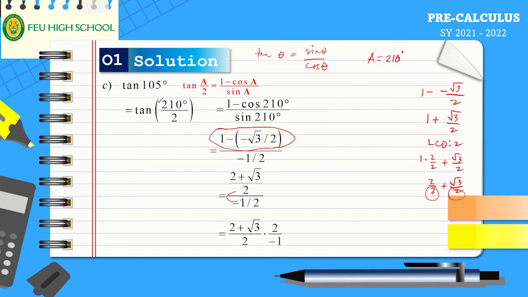And then, we just change the main fraction bar into multiplication and then reciprocal natin yung negative 1/2, which is negative 2 over 1. Or pwede lang din naman natin isipin 2 over negative 1. Pero magkapareho lang din naman yon. So, yung 2 natin makakancel out. And then, meron tayong negative 1 sa denominator. So, ibig sabihin nun, yung 2, we need to divide it with negative 1. So, magiging negative 2. Same with square root of 3. So, positive square root of 3 divided by negative 1 is negative square root of 3. So, negative 2 minus square root of 3.